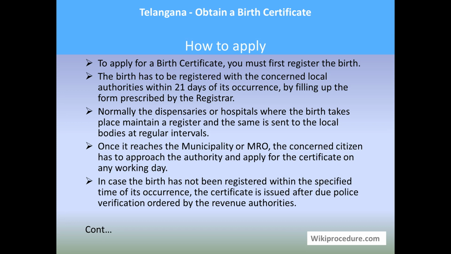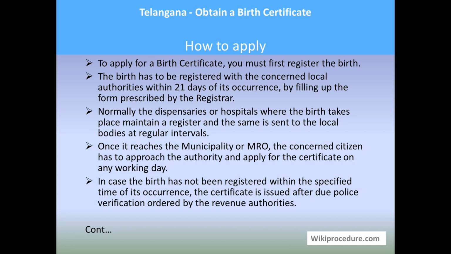How to apply? To apply for a birth certificate, you must first register the birth. Registration of birth, as I said, is important for this procedure. The birth has to be registered with the concerned local authorities within 21 days of its occurrence, by filling up the form prescribed by the registrar. Normally, the dispensary or hospital where the birth takes place maintains a register, and the same is sent to the local bodies at regular intervals to keep track of the newborns. Once it reaches the municipality MRO, the concerned citizen has to approach the authority and then apply for the certificate on any working day for the registered one.